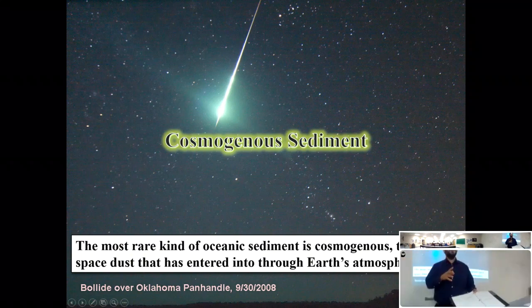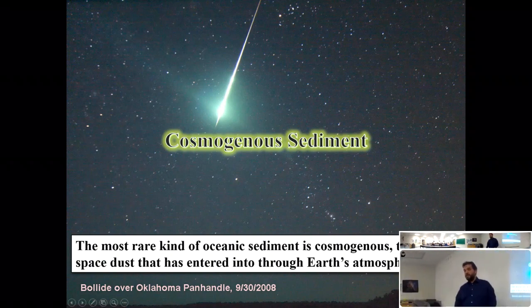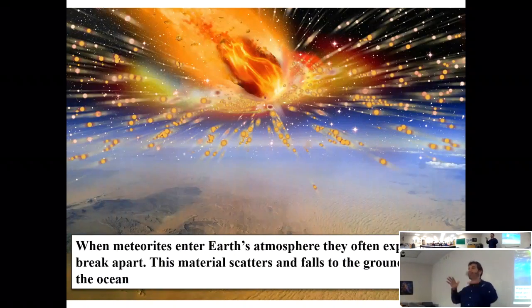Has anyone ever seen a shooting star? Okay, so you know what a shooting star is, right? It's a little meteorite, or I should say meteoroid, that's coming to Earth's atmosphere. And most of them burn up, the vast majority of them burn up, but some of them make it through Earth's atmosphere. But in any case, a lot of them explode in the middle of the atmosphere, and they release a lot of dust, right? And that dust scatters over the oceans in many cases.